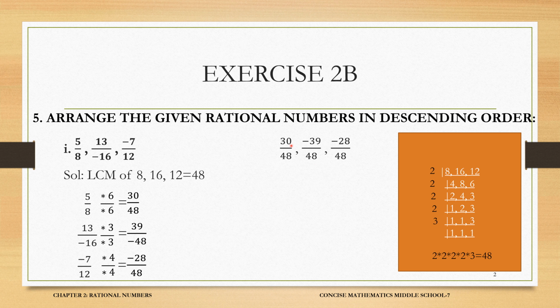So it is very easy to compare the numerator part, that is 30, minus 39 and minus 28. Which number is the biggest? We all know that 30 is a positive number, so it is the biggest number. So 30 by 48 is greater than, next among these two, minus 39 and minus 28, which is the greatest number? Minus 28 is greater, right? So minus 28 by 48 and then minus 39 by 48. So what is this 30 by 48? We have changed it, right? Without changing, it was 5 by 8.